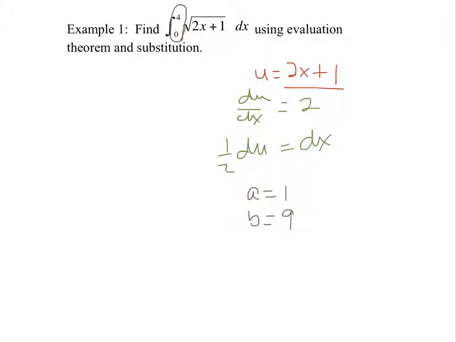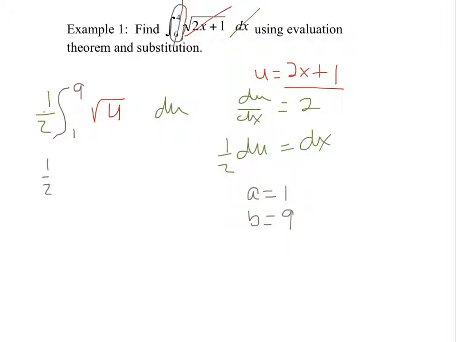So if I write my integral, I'm going to do my integral now not from 0 to 4, but from 1 to 9, because that's what it would be for u. And then I'm going to do the square root of u, and I have to put my 1/2 and my du in order to account for the whole thing. So I've replaced these two. I've replaced this, and I've replaced this. So I've rewritten the integral correctly here.